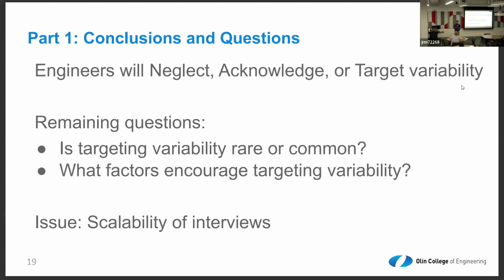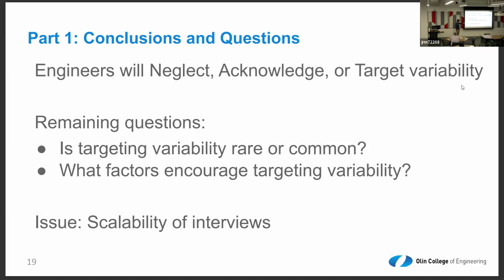This is good. We now have some language to actually describe the different kinds of behaviors that engineers have around variation. Engineers will either neglect, acknowledge, or target variability. But at this point in the project, we still have some remaining questions. This targeting thing, I would argue, is good. It's the kind of thing that can help us to avoid those sorts of average man errors that we saw earlier. But is this rare or is it common? And also, what are some factors that either promote or hinder targeting of variability?